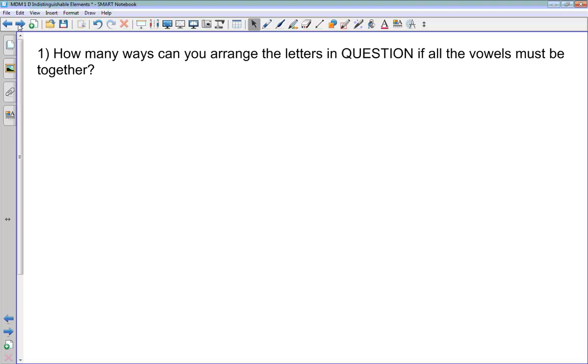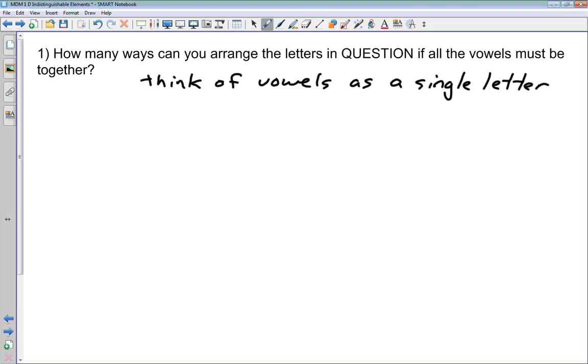So it's a permutation type question, but we've got things that specifically we have to keep together. The way to do this is to think of these vowels as a single letter. We've got to keep them all together. So when we're counting up how many letters we have, think of the vowels as a single letter. Okay, so we've got 1, 2, 3, 4, 5, 6, 7, 8 letters.